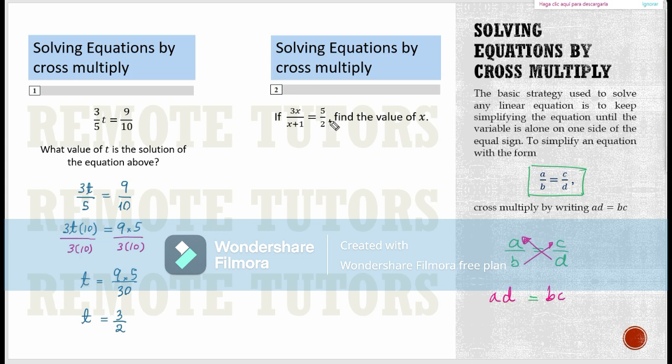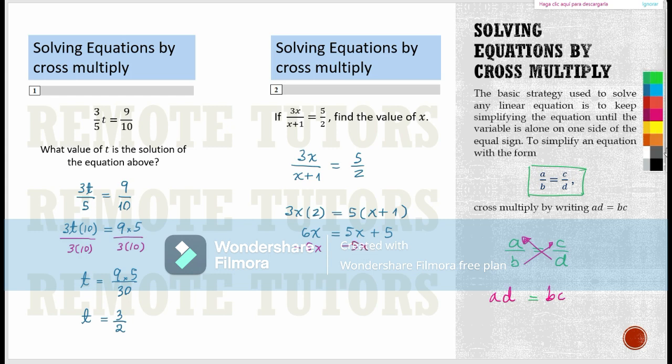The next example, so you will apply cross multiply again, so you get 3x times 2 equals 5 times x plus 1. Now on the left, 3x times 2 gives 6x, and on the right, 5x plus 5, and last we will subtract 5x from both sides, so the value of x is 5.